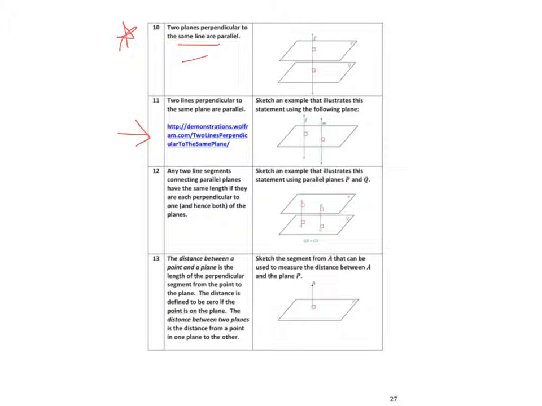The distance between a point and a plane is the length of the perpendicular segment from the point to the plane. The distance is defined to be 0 if the point is on the plane. The distance between 2 planes is the distance from a point in either plane to the other. Okay, so that pretty much is common sense.